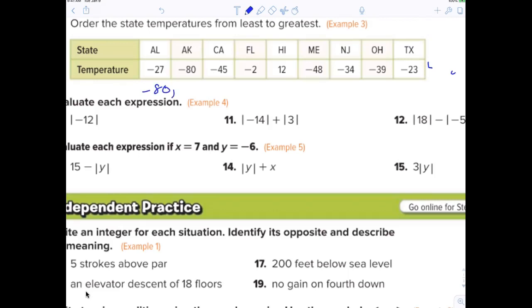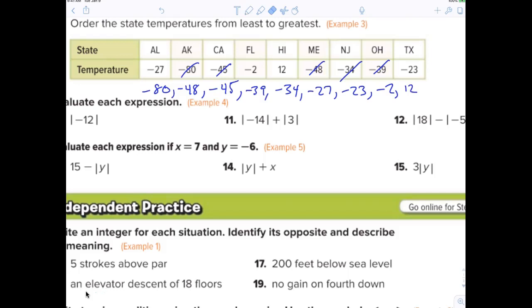Comma. Then what? Negative 48. Good. Then what? Negative 39. Then what? Negative 45. Thank you. Then what? Negative 31. Then what? Negative 34. Keep going. Negative 27. Good. Negative 23. Negative 2. And 12.